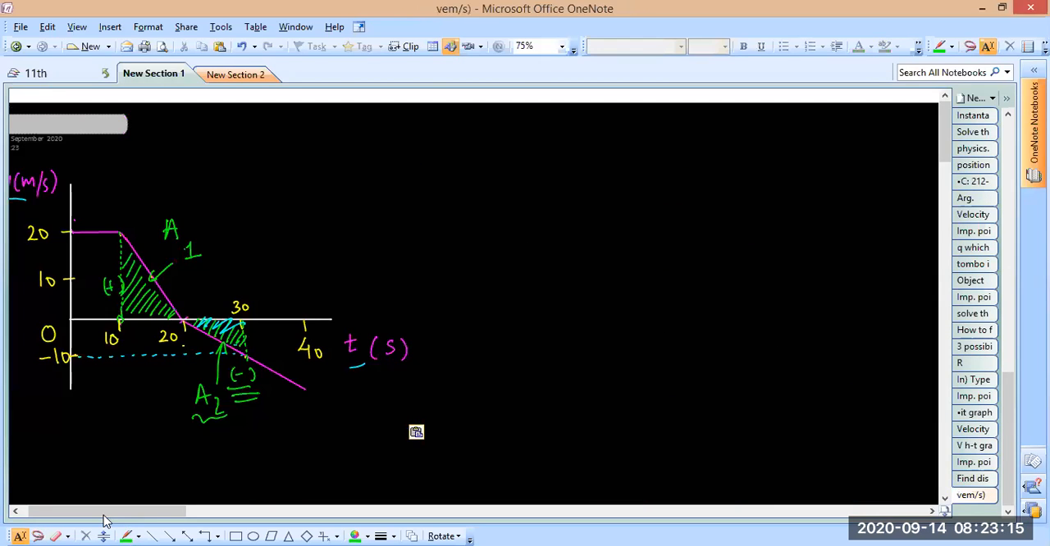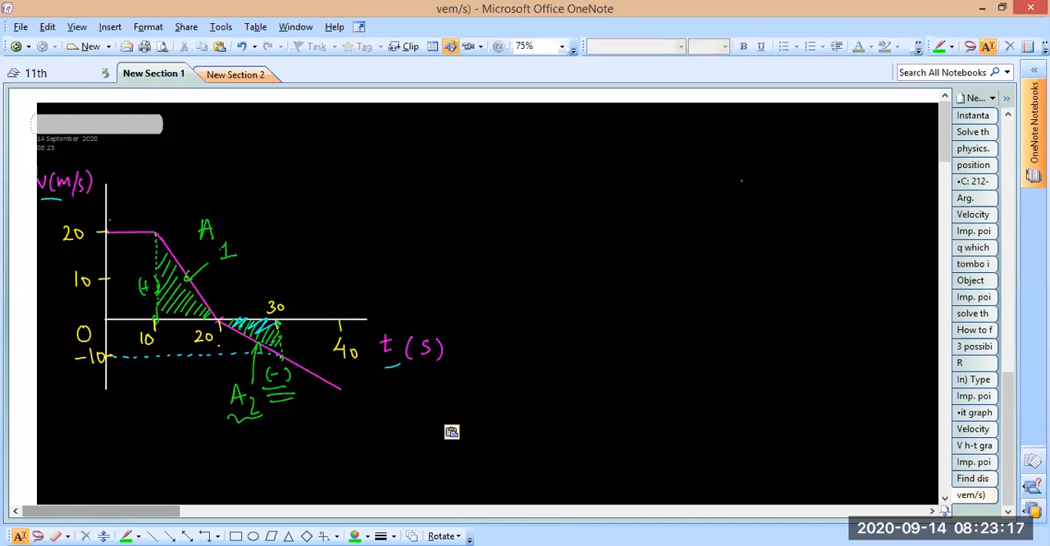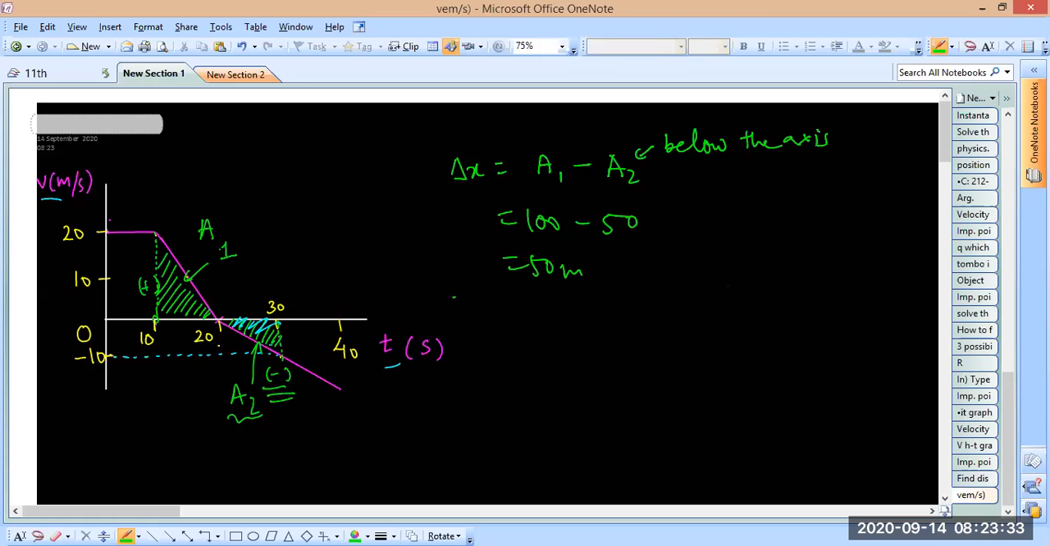So now we have to find path length. We have already found displacement, and it turned out to be A1 minus A2 because this is below the axis. And that was equal to 100 minus 50, so 50 meter. Displacement has unit meter. Now we have to find path length.